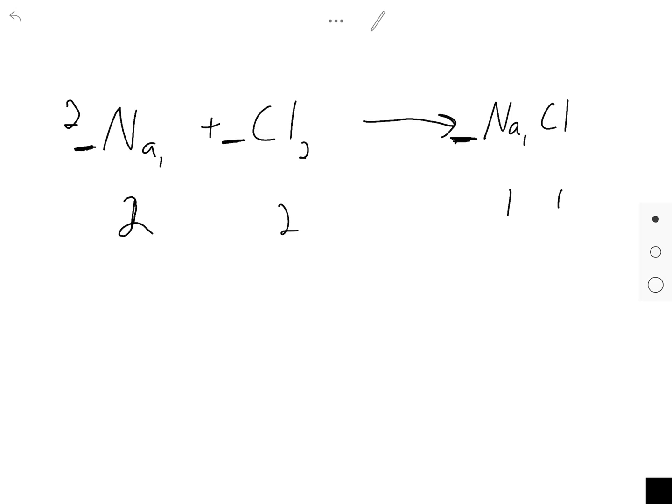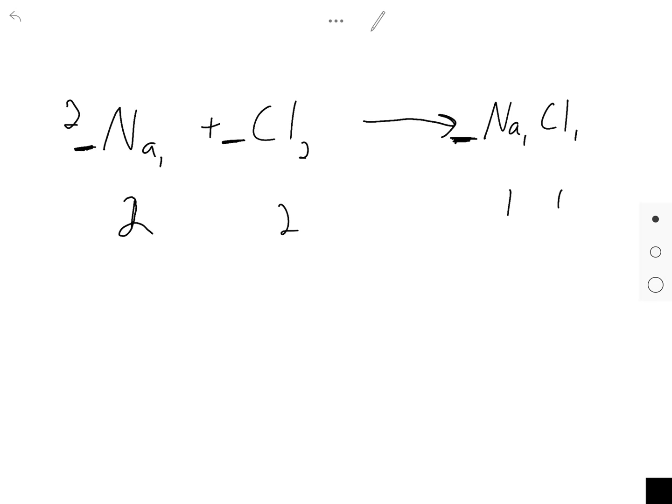It's supposed to be number 1, okay? So these are 1s as well. So we have 2 sodiums and 2 chlorines, and on this side we have 1 sodium and 1 chlorine. Is there a number you think that we can put in this spot to make it balanced, so it's 2, 2, 2, 2?